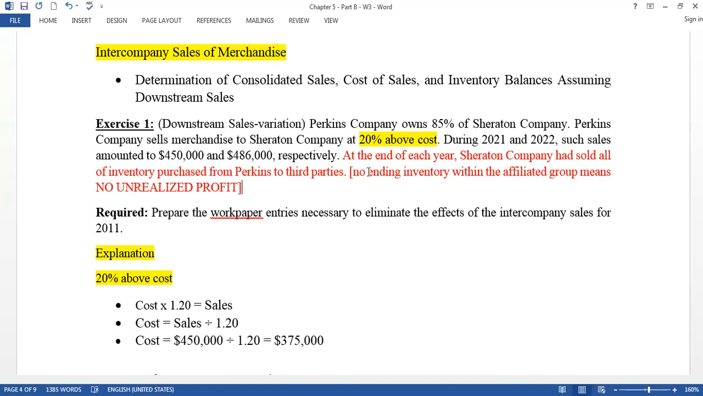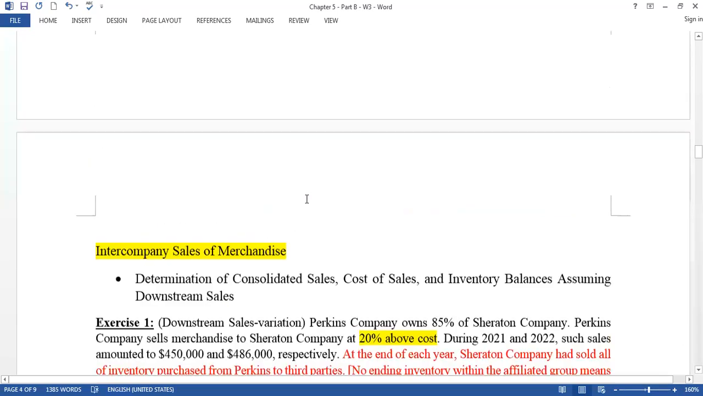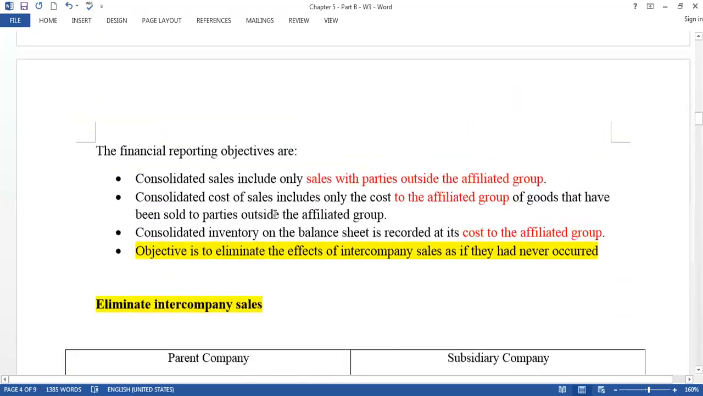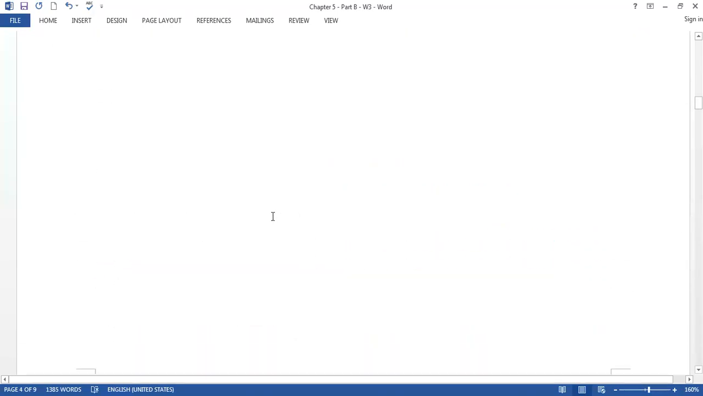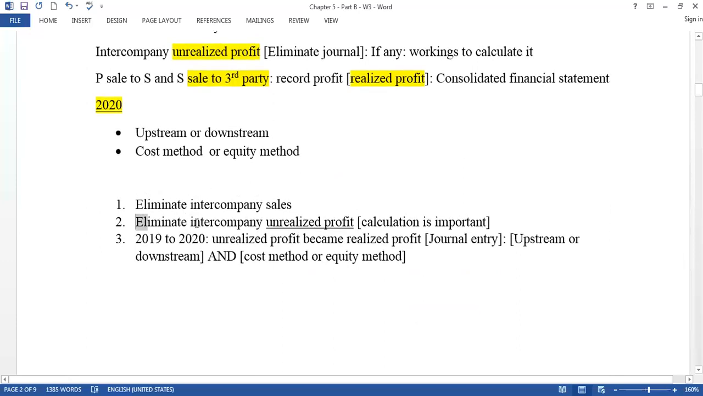So that is example 1, and if you want to learn example 1, you have to go back to my previous class. The summary of exercise 1 is that there is no ending inventory. It means that there is no unrealized profit. So we don't have a second journal. Why don't we have a second journal? Because we don't have any unrealized profit, or any ending inventory. So we don't have any journal.